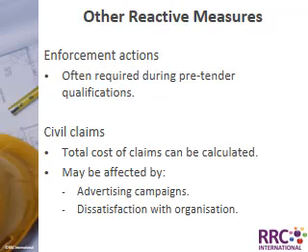الطرق الأخرى للقياسات غير الفعالة هي إنفاذ الإجراءات، وعادة ما تكون أحد متطلبات المناقصات، أو المطالبات المدنية، أي المجموع الكلي للمطالبات التي قد تتأثر بالحملات الدعائية ومستوى الرضا عن المؤسسة. معدلات الحوادث يتم قياسها حسب معادلة AIR وهي معدلات الحوادث، أي حادث لكل 1000 عامل. المعادلة هي عدد الحوادث خلال فترة معينة على متوسط عدد العمال في نفس الفترة ×1000.